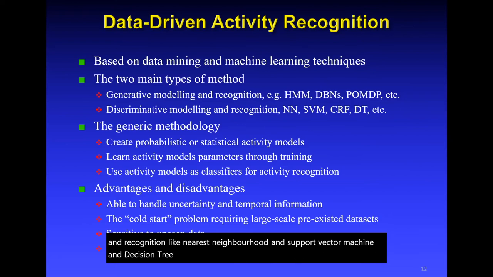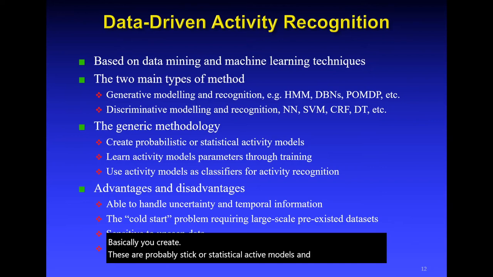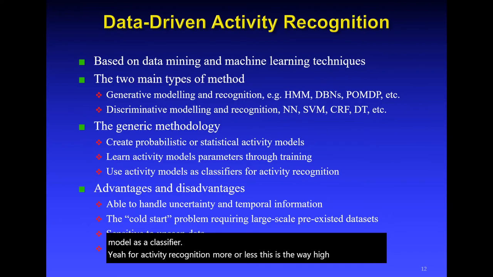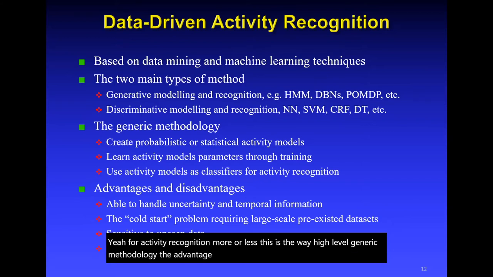Yeah. But no matter, they have different methods, the generic methodology for data-driven activity recognition is more or less the same. Basically, you create the probabilistic or statistical activity models, and then you learn the activity models. Basically, you train the parameters, yeah, and then you use the activity model as a classifier for activity recognition. More or less, this is the high-level generic methodology. The advantage is that the data-driven method is able to handle uncertainty and temporal information, but it also suffers from the cold start problem because it requires a large-scale pre-existing data set.